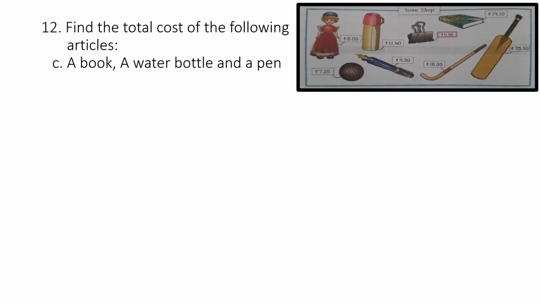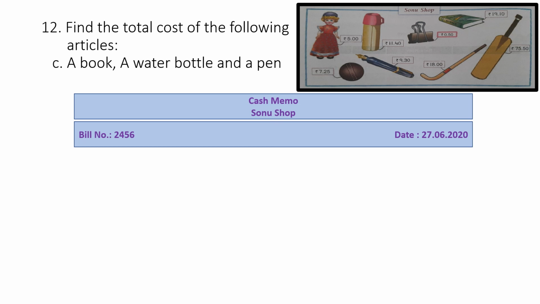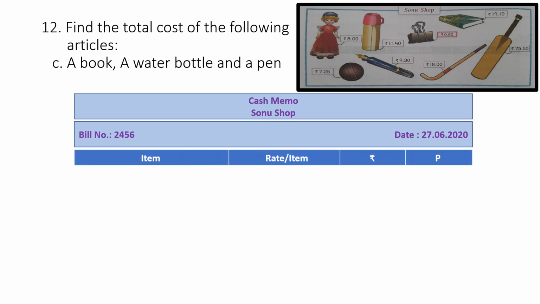So I'm referring to the same picture. I'll make a bill. First is the name of the shop, that is Sonu shop. Then second is the bill number and date, followed by the headings: item, rate per item, and then rupees and paisa. So the first item being purchased is a book, one book. A book means one book, and the cost of it is rupees 19 and 10 paisa, which you can see from the rate list.